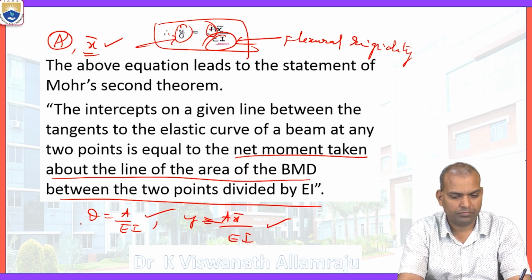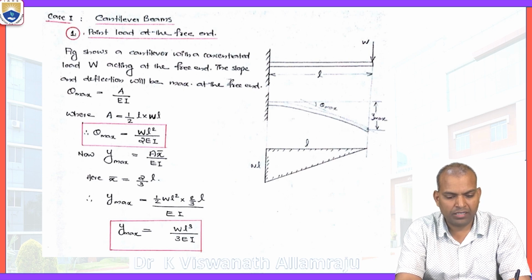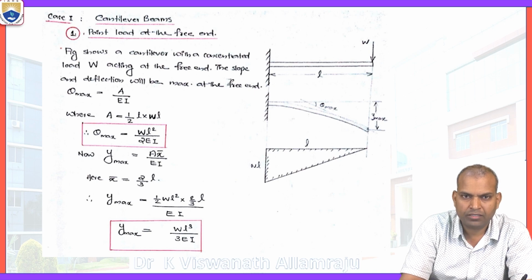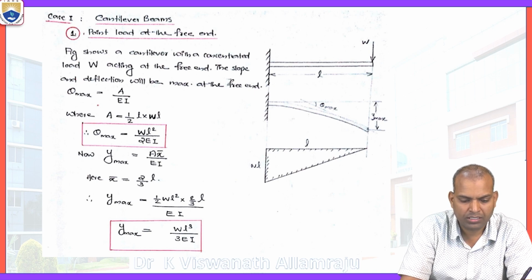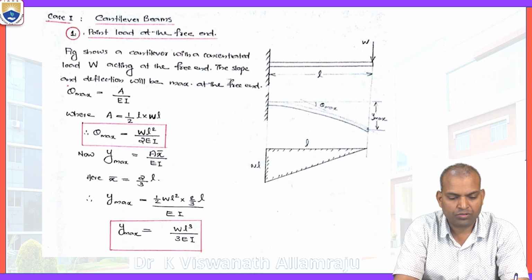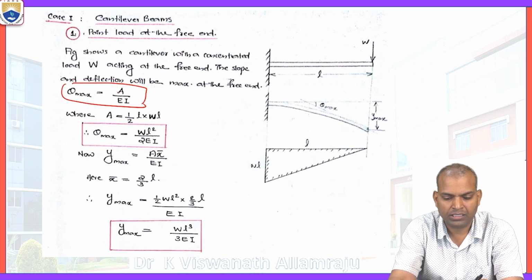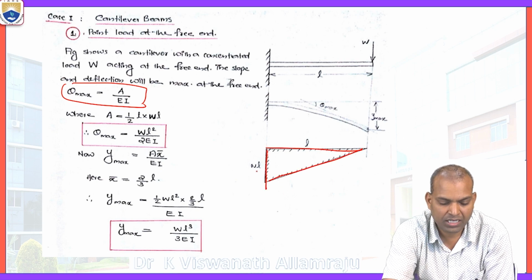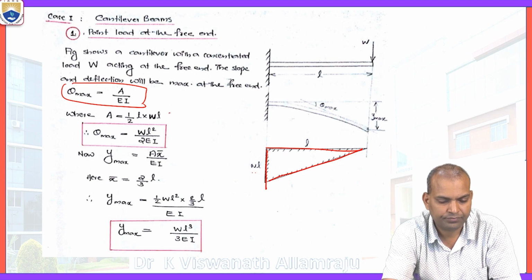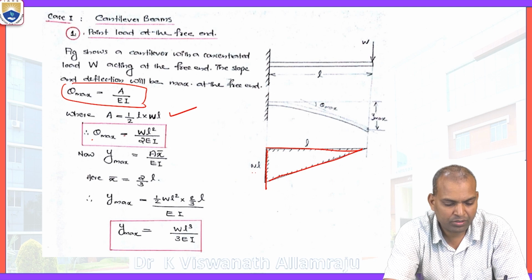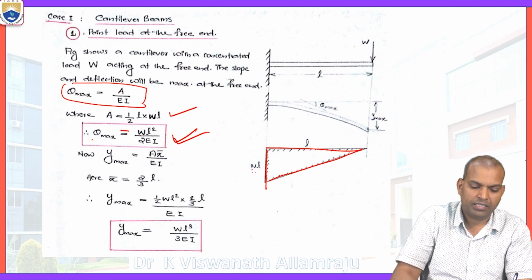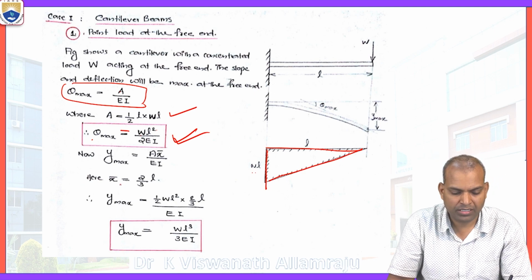Now, for the case of a cantilever beam with a point load at the free end, that is the figure shown here. What is theta maximum? Theta max equal to A by EI. What is the A? This is the case study. What is the area of the bending moment diagram? This is the bending moment diagram. What is the area? That is the triangle of WL times L. That is theta maximum equal to A by EI, WL square by 2EI. We calculate it directly. Next, Y maximum, that is A x bar by EI.